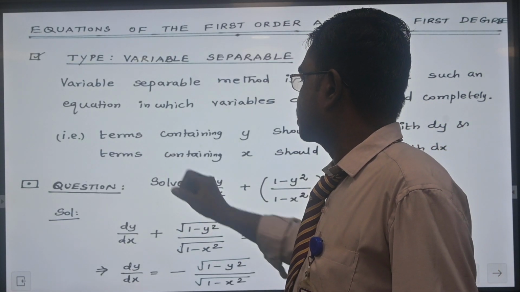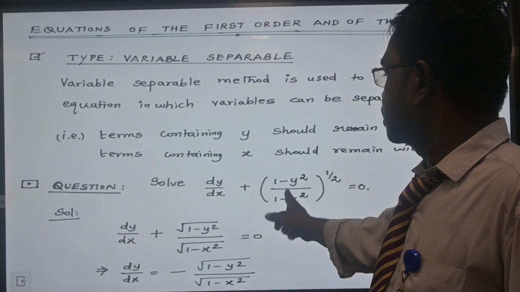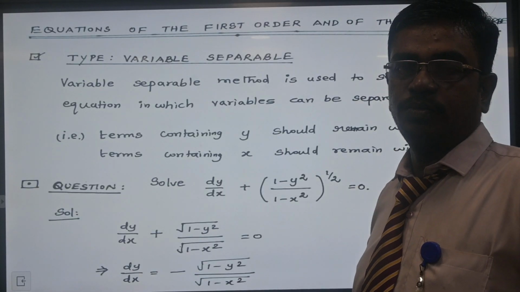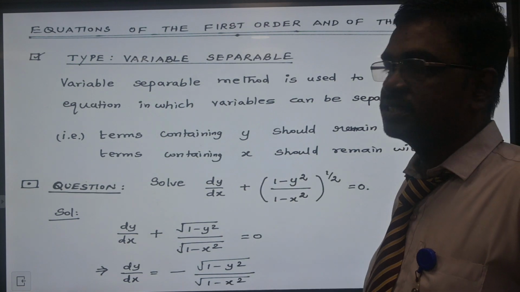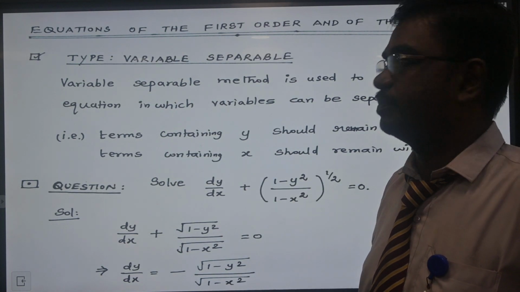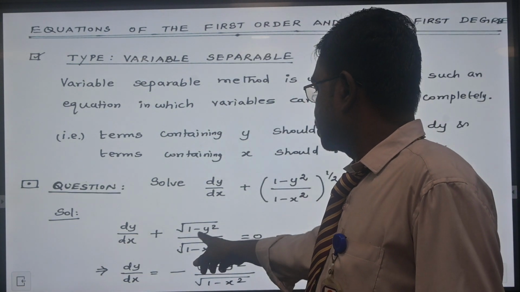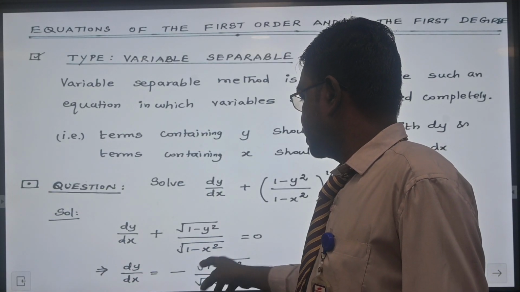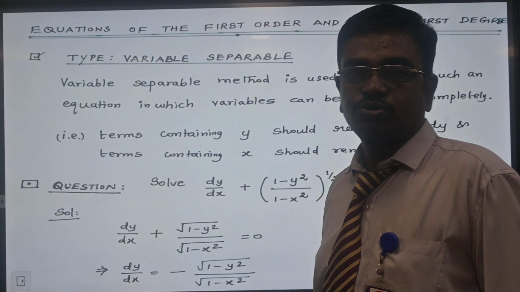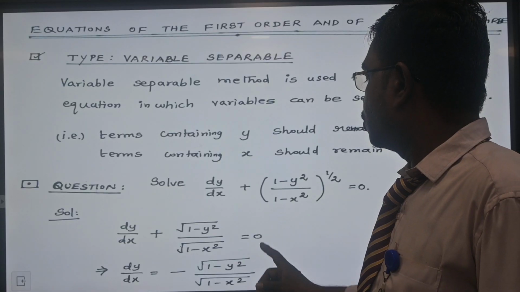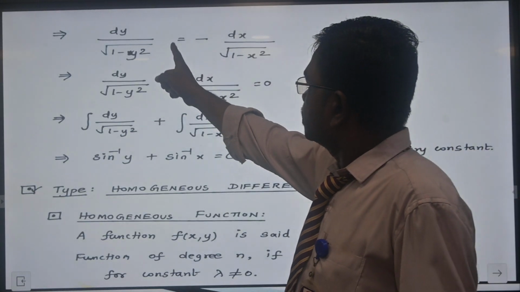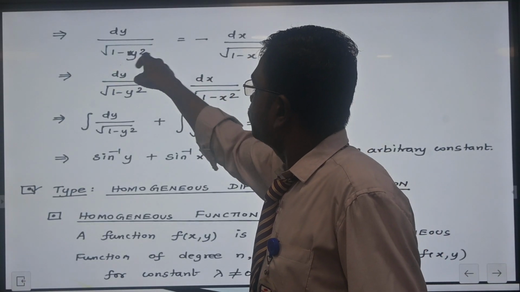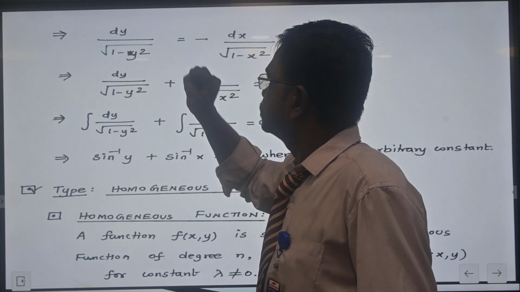So I will take one example. Solve dy by dx plus (1 minus y square) by (1 minus x square) power 1 by 2 equal to 0. I can solve this differential equation by the variable separable method. So this is the equation. I will move a term to this side. So dy by dx equal to minus square root of 1 minus y square by 1 minus x square. So we can separate the part containing dy and the terms of y.